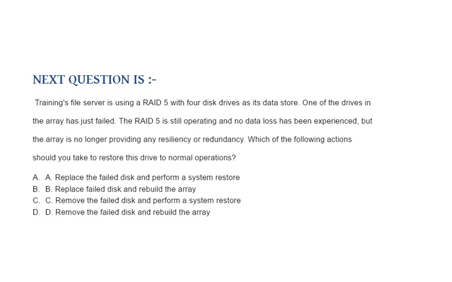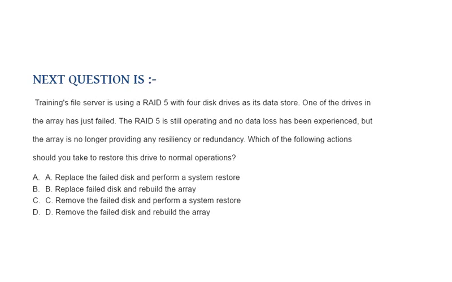Question is Training's file server is using a RAID 5 with 4 disk drives as its data store. One of the drives in the array has just failed. The RAID 5 is still operating and no data loss has been experienced. But the array is no longer providing any resiliency or redundancy. Which of the following actions should you take to restore this drive to normal operations?